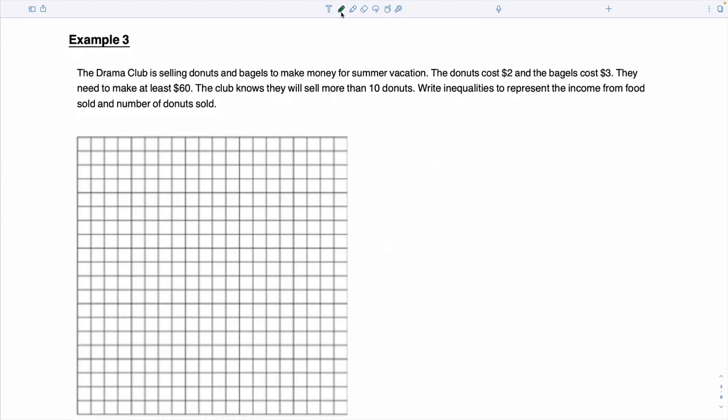Example 3, final one, and this is where it gets slightly trickier. Read it for me, Porter. The drama club. Love seeing teams annotate. Keep going. Annotate.